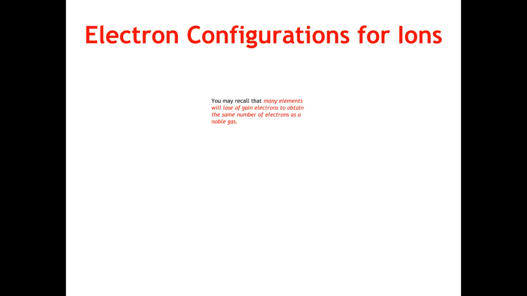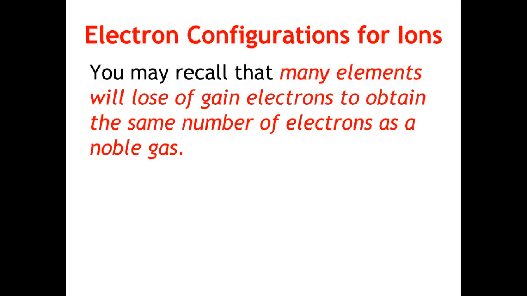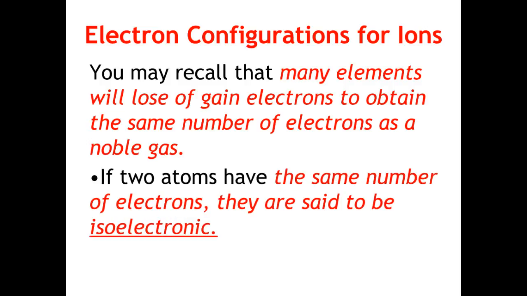Now let's talk about ions. Remember that elements will lose or gain electrons to obtain the same number of electrons as a noble gas, which makes them ions. Because we're changing the number of electrons, protons will stay the same. Protons positive, electrons negative, and we will have a different charge on that element. So if two atoms have the same number of electrons, they are said to be isoelectronic. Let's look at that, because that's a cool word.